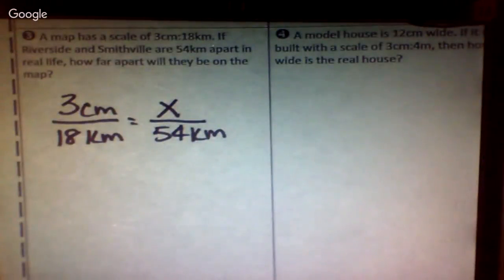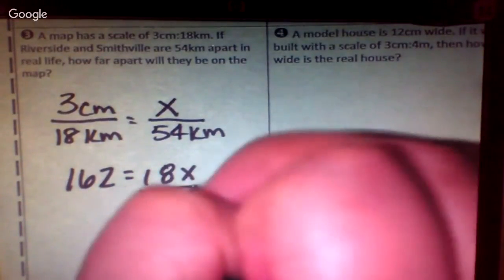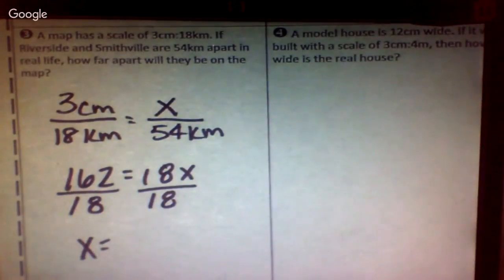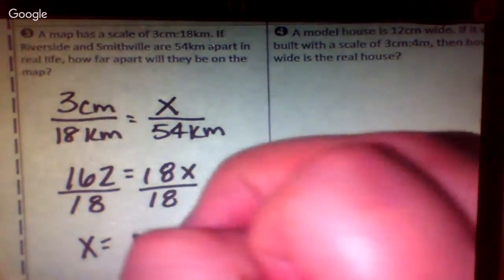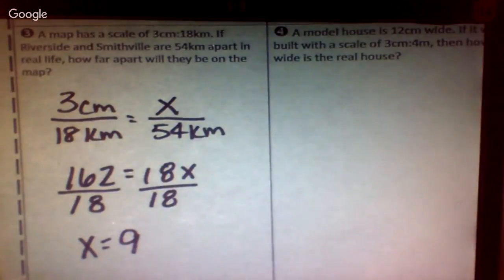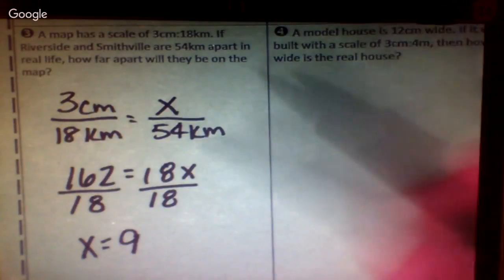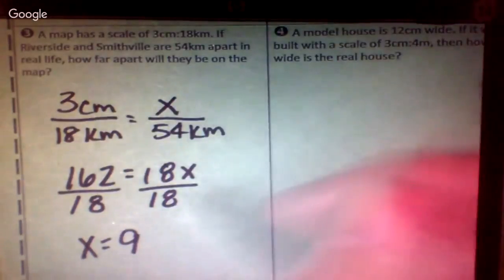So it's 3 times 54, which is what? 162 equals 18 times X. Divide by 18. It's not 4. It's 9. 9 what? What should X be in? Centimeters. Centimeters was on the top. This is centimeters.